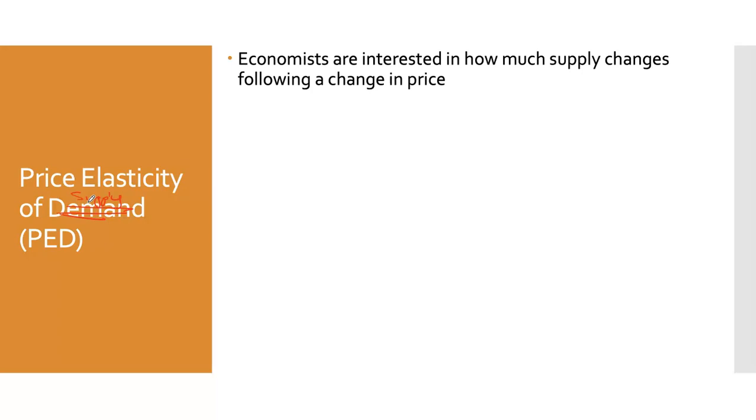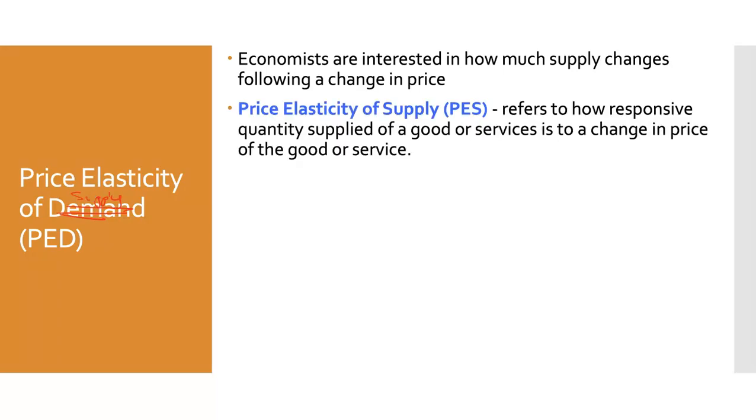And there probably will be one or two typos here when I've copied the slides over. Economists are interested in how much supply changes following a change in price. That is what we mean by the elasticity. So the price elasticity of supply refers to how responsive the amount supplied, quantity supplied, of a good or service is to a change in the price of a good or service.